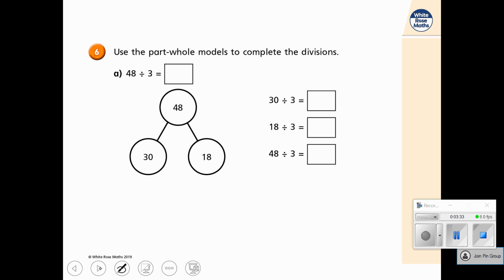Okay, let's move on. So we've got some more part-whole models here to have a look at. Use the part-whole models to complete the division. 48 divided by 3. We've split 48 into 30 and 18 because our divisor is 3. So therefore, the numbers that we have partitioned into in our part-whole model must also be divisible by 3. So 30 divided by 3 is 10. 18 divided by 3 is 6. So 48 divided by 3 must be 16.